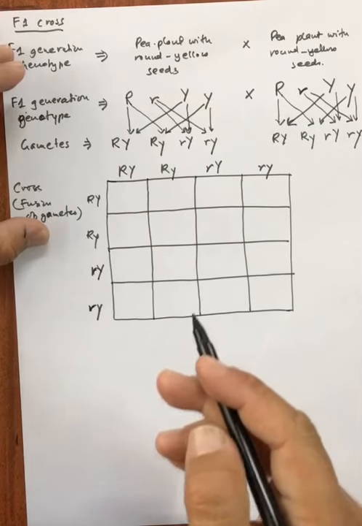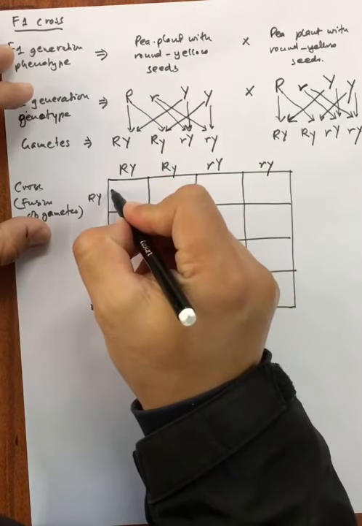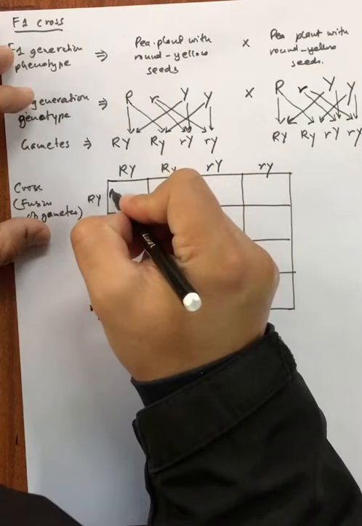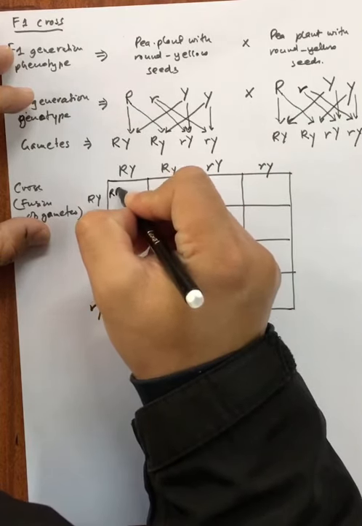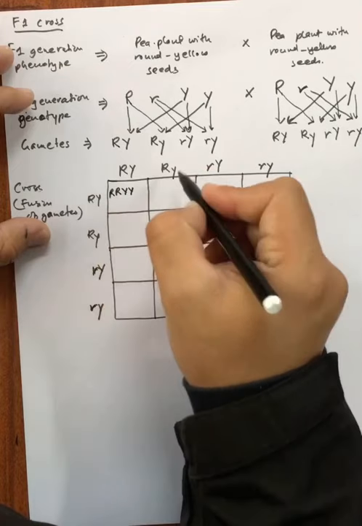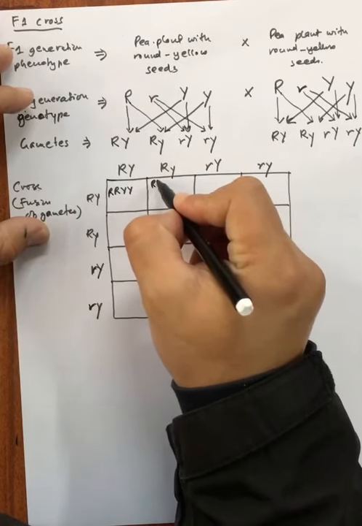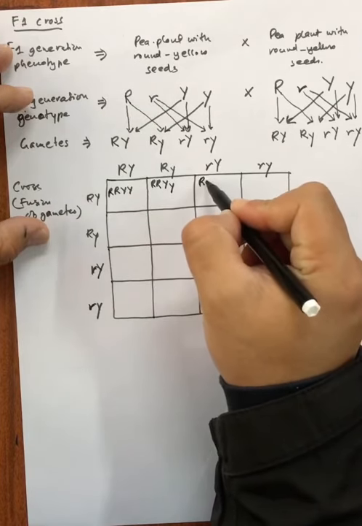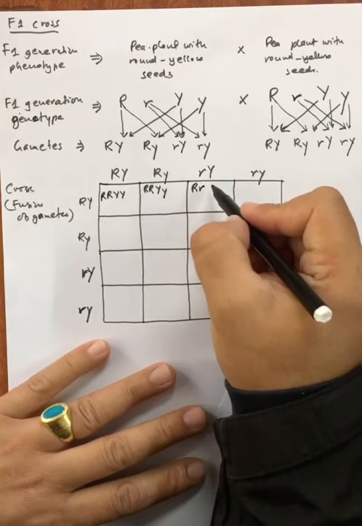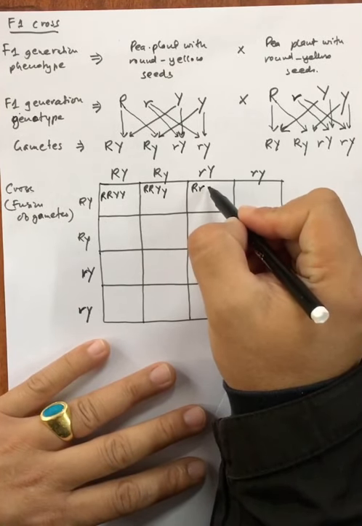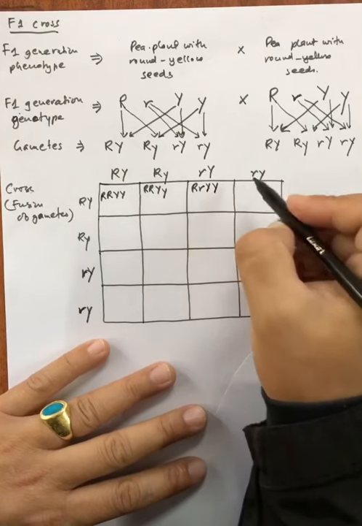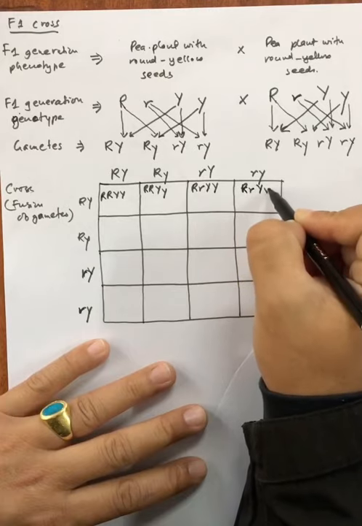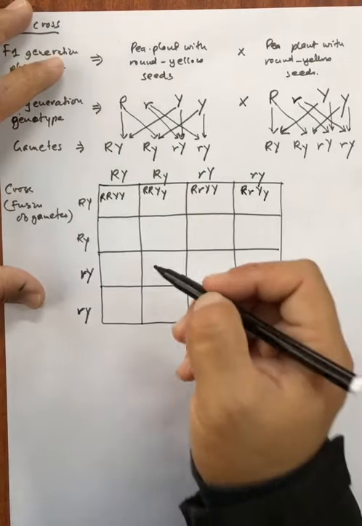The cross shows the genotype and the phenotype. Round and round, yellow and yellow. Round and round, yellow and green. Round and wrinkled. Yellow and yellow. Round and wrinkled, yellow and green.